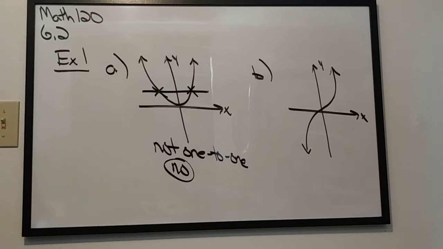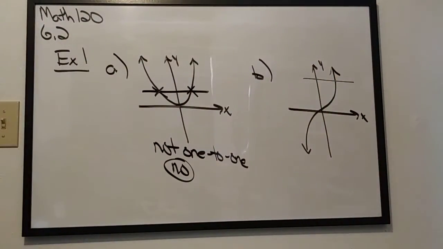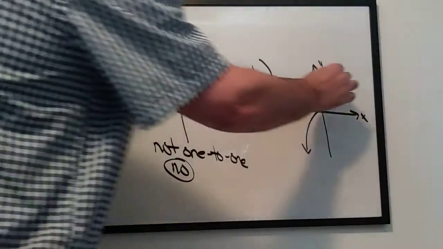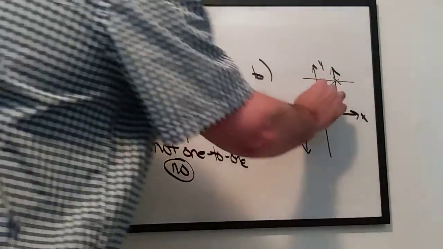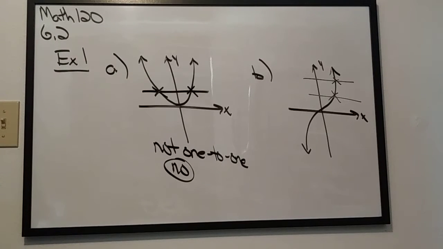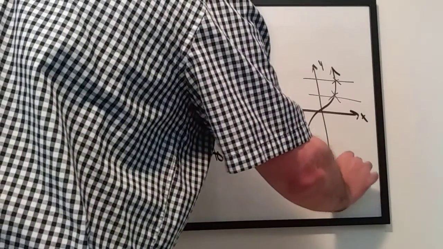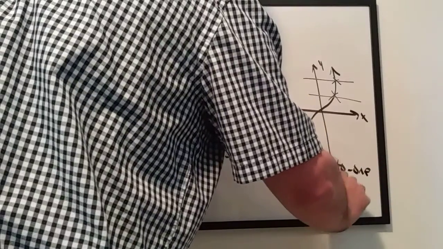And then as you look at B, we can go ahead and try the same process. Draw a whole bunch of horizontal lines. And if you can find even one horizontal line that crosses through this graph more than once, we're not looking at a one-to-one function. Well, this horizontal line crosses through once, this horizontal line crosses through once. I cannot find a horizontal line that crosses through this graph more than once. So this function is one-to-one. And you can circle, yes, this is one-to-one on your handout.